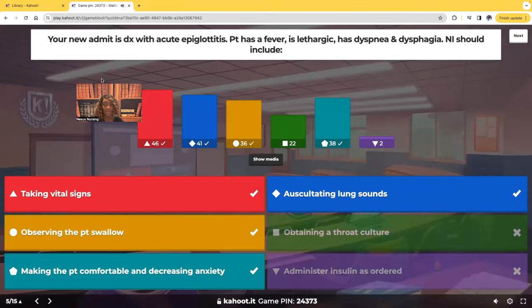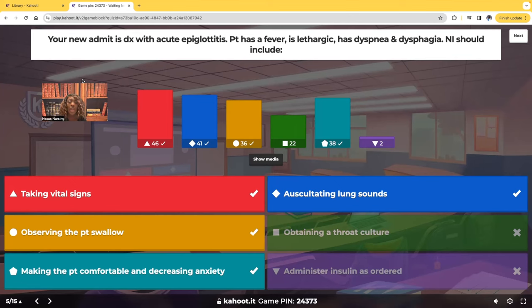All right. Ooh, okay, everything except for green and purple. So let's talk about the right answers first and not get to the wrong answers. Yes, you always want to assess your patient. You're going to take vital signs. You're going to also auscultate lung sounds, because guess what? If they have dyspnea, difficulty breathing, hello, dysphagia, difficulty swallowing, you're going to want to assess the lung sounds. You want to see, is that air moving? You're going to want to observe them swallowing. They have dysphagia. You're going to want to make them comfortable, decrease anxiety, because the more anxious a patient becomes, right, may deal with tachypnea, because of their anxiety, and we don't want to deal with that.